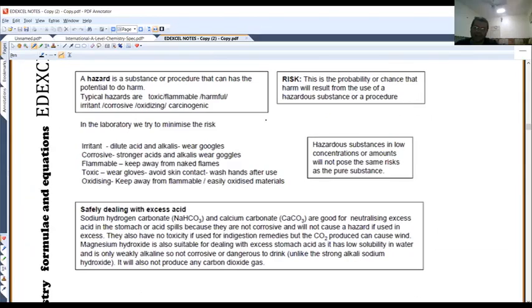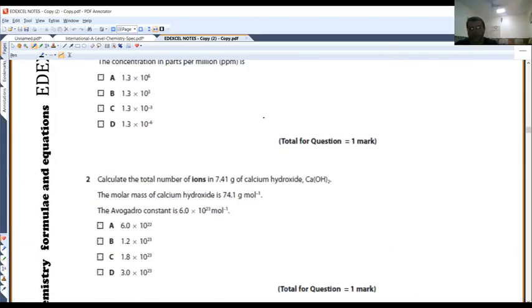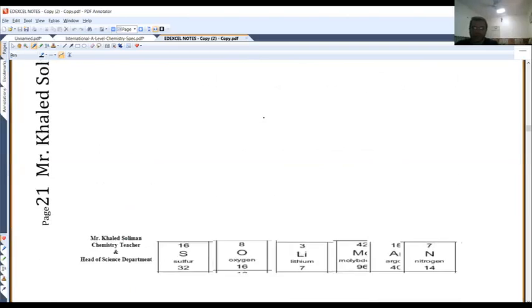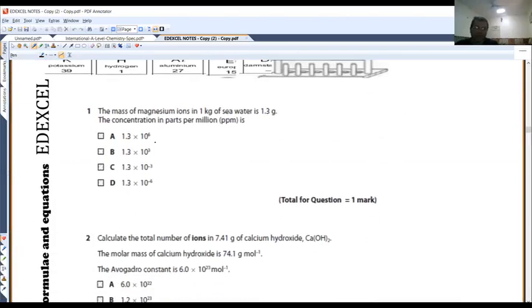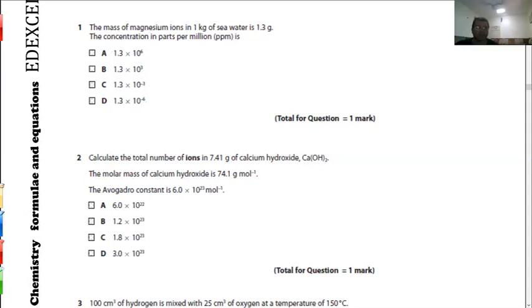Sometimes you're going to find another topic's question. Don't concentrate on this one, just concentrate on the topic question. The kinds of questions which we have, as you know, are multiple choice questions and essay questions. This one is a multiple choice question. We can start with some of them if you want. Here it is, asking you: the mass of magnesium ion in 1 kilogram of the seawater is 1.3 gram.